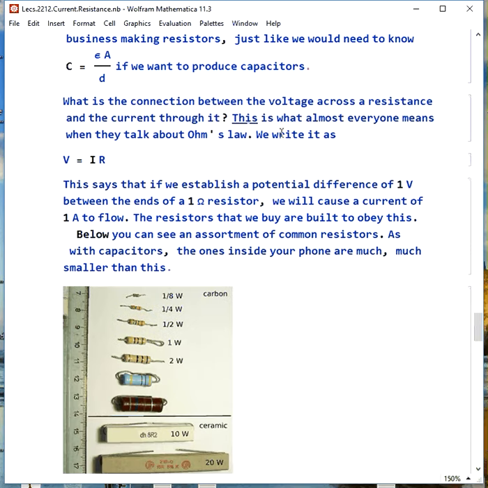Now, what's the connection between the voltage across this resistance and the current through it? This we get from what practically everybody means when they talk about Ohm's law. If you ask the person on the street what Ohm's law is, and they actually know, they will probably say V equals IR. What this means is if we put a potential difference of 1 volt across a 1 ohm resistor, we'll get a current of 1 amp. We buy resistors so that they obey this relationship.